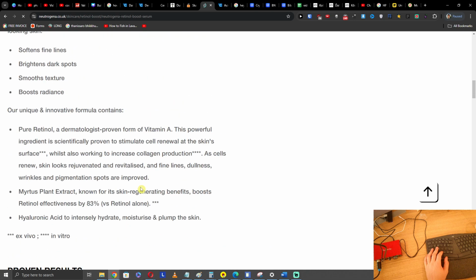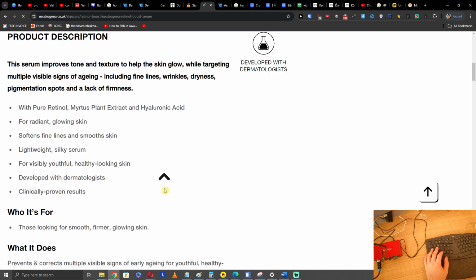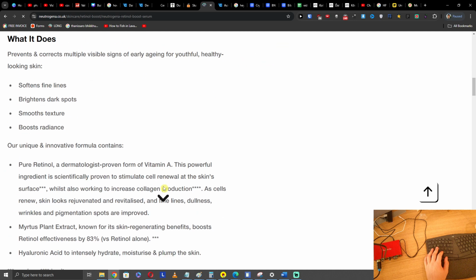Now, of course, the important thing to know is that if you're looking for smooth, firm, glowing skin, that's good. And that's pretty much it.